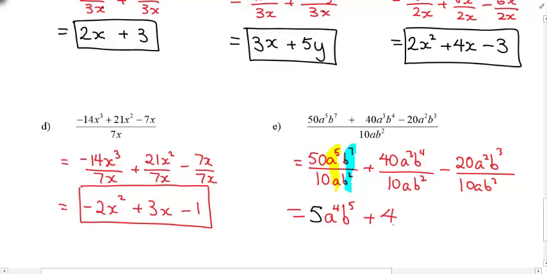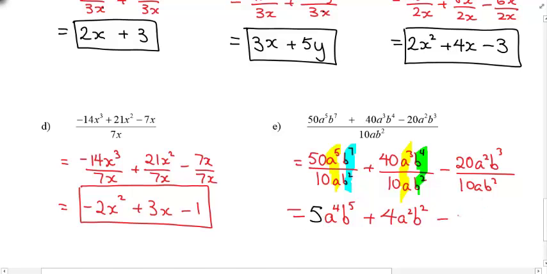40 over 10 is just 4. Same thing now. Let's deal with the a's. A cubed divided by a. That's a squared. B to the power of 4 divided by b squared. That's 4 minus 2. That's just b to the power of 2.